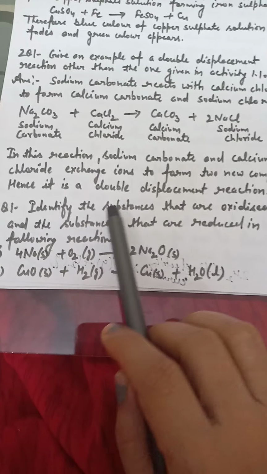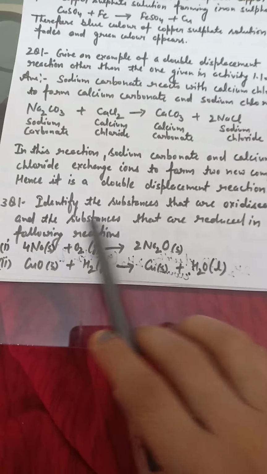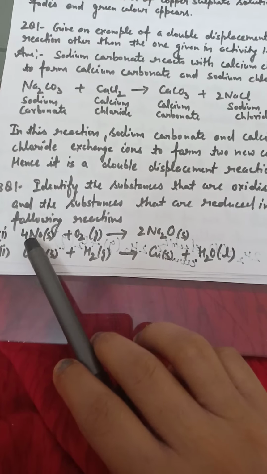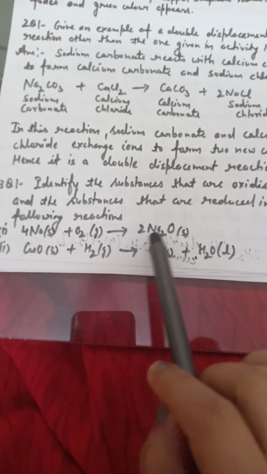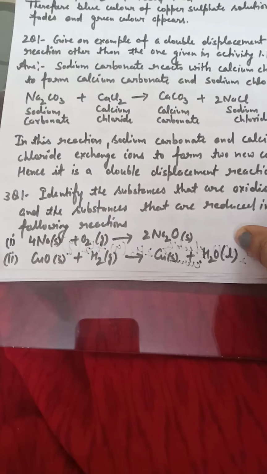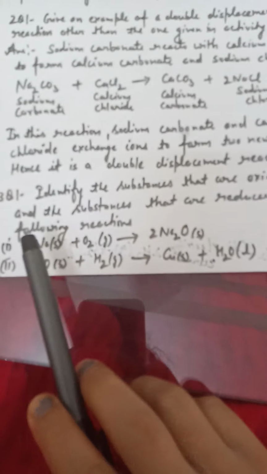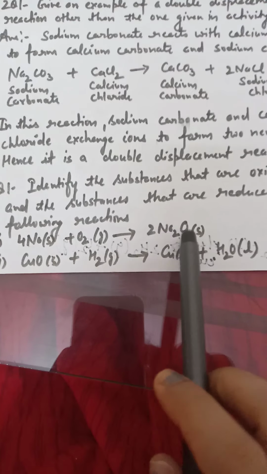Now the next question: identify the substances that are oxidized and the substances that are reduced in the following reaction. The reaction is given here: 4Na plus O2 gives 2Na2O. As we know, oxidation reactions are those in which oxygen is added and hydrogen is removed, and reduction reactions are those in which hydrogen is added and oxygen is removed. The equation is 4Na plus O2 gives 2Na2O.